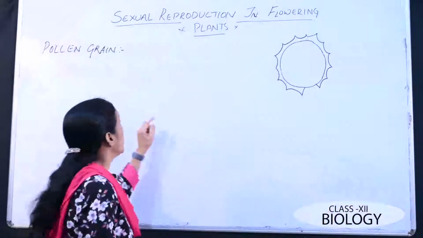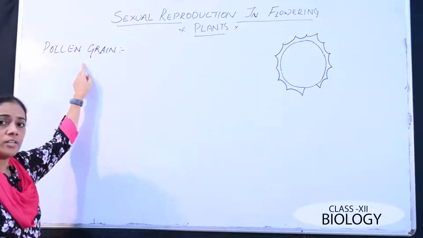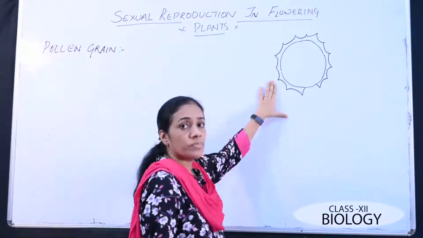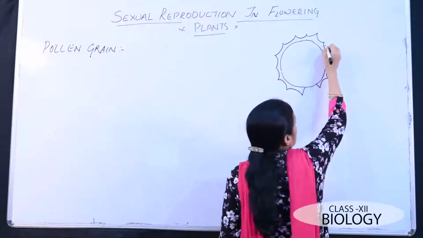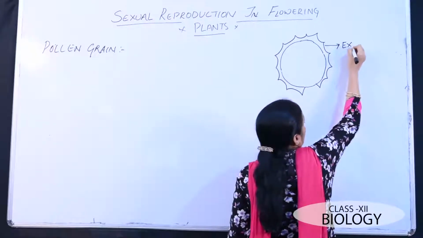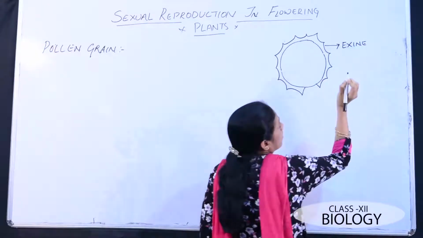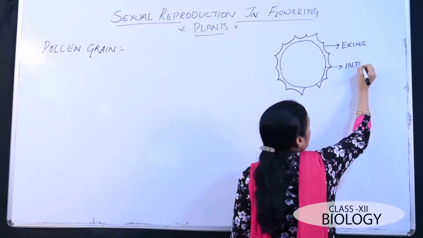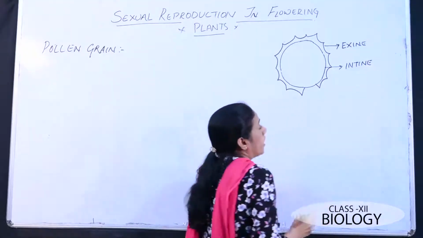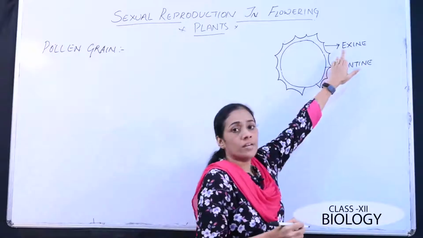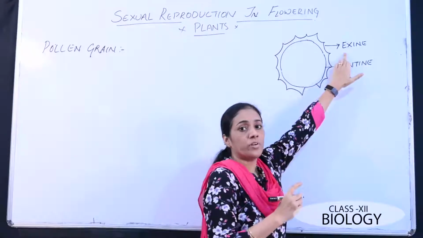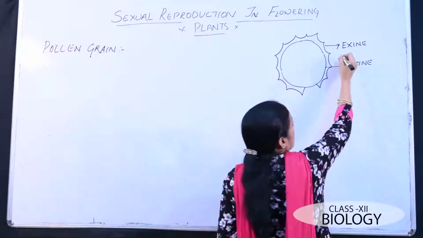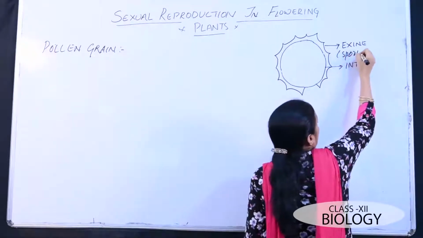Okay, let's study about a pollen grain in detail. Now students, I have made a pollen grain over here, and here you can see this is the exine which you have already learned just now, and this interior portion is the intine. I had told you that this exine is a hard outer covering, and it is made up of sporopollenin.